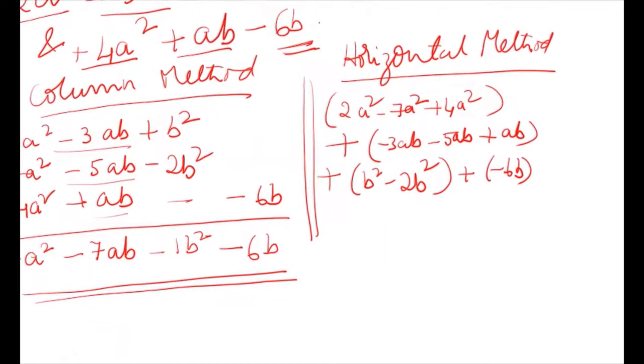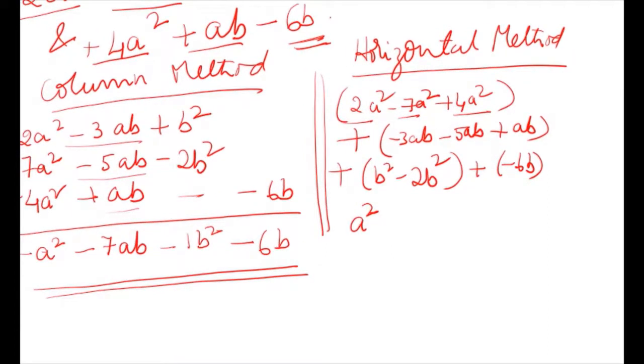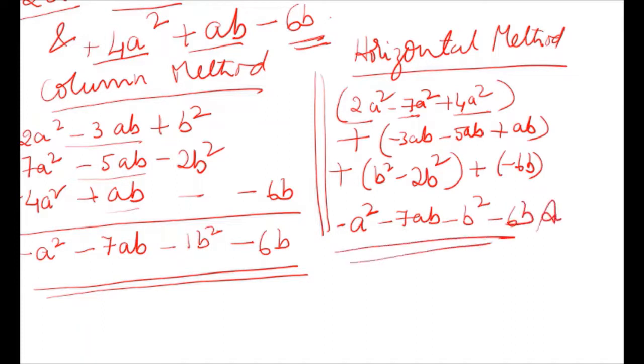Okay. So the answer is: plus 2a square minus 7a square is minus 5a square, minus 5a square plus a square is minus 4a square, isn't it? Minus 5a square and plus 4a square is minus a square. Then minus 3ab minus 5ab is minus 8ab. Minus 8ab plus ab is minus 7ab. Then plus b square and minus 2b square is minus b square, and then this minus 6b. So this is your answer.